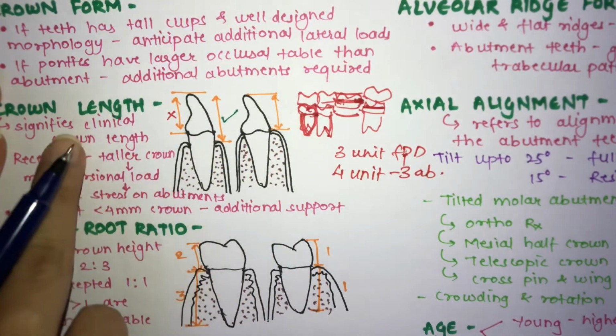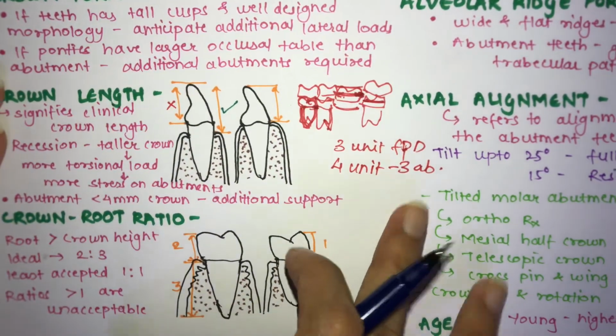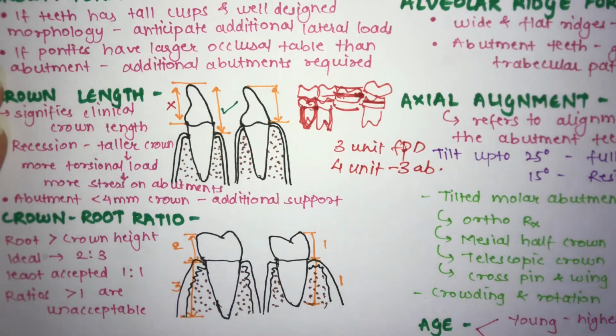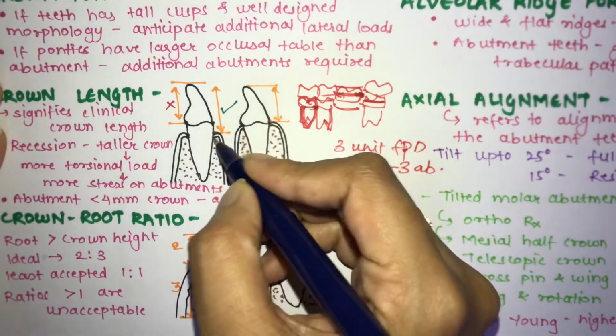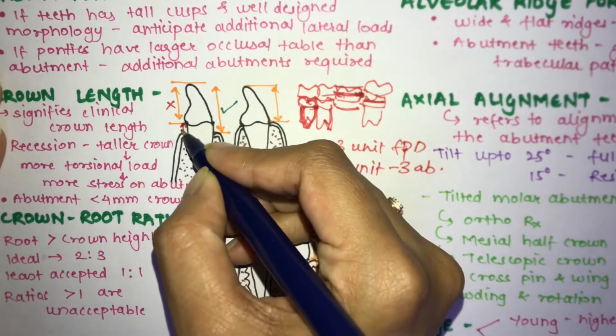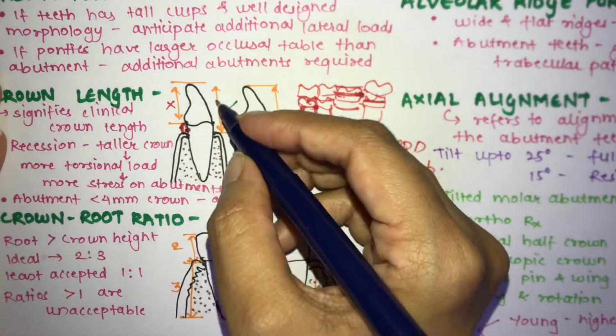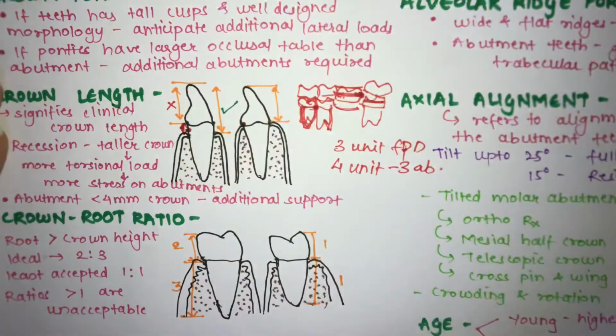Now the second one is the crown length. It signifies the clinical crown length. That means if the patient has recession, the teeth will have a taller crown. In this case you can see there is this recession. This is a normal case and this is a recession. In recession, obviously your clinical crown will look longer.